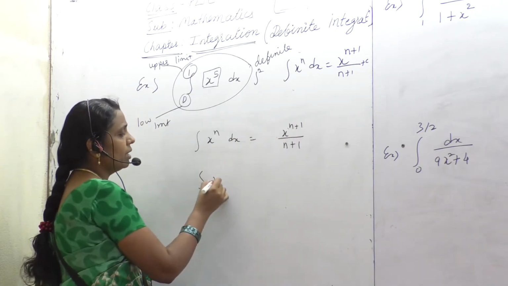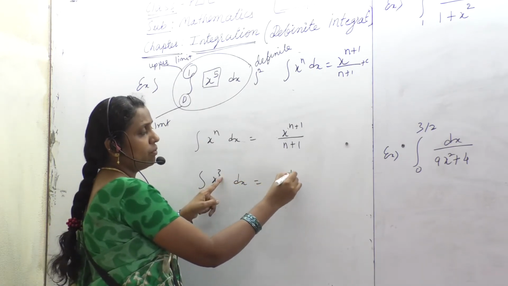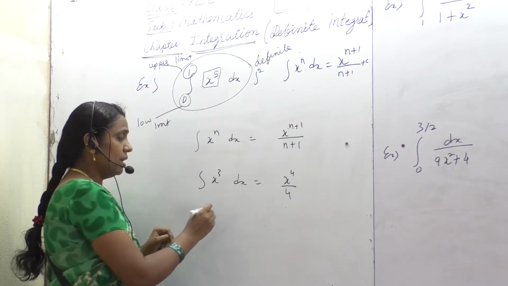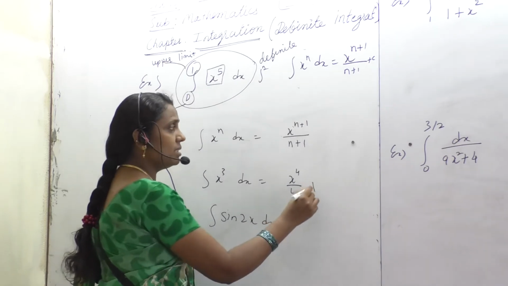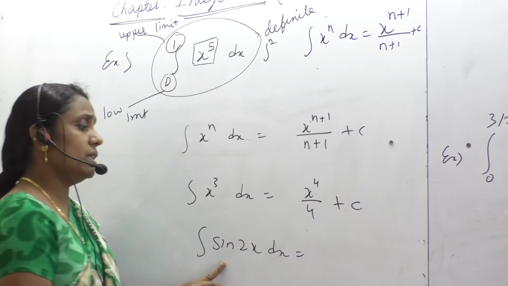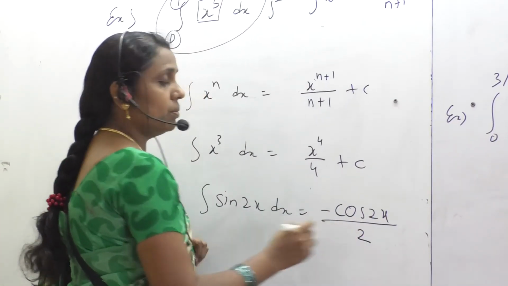For example, x raised to 3. x raised to 3 means extra 1 degree, x raised to 4 by 4. Is it not? This is how you have studied. Suppose I ask you to find the integration of sine 2x plus c, of course you have to write c if it is indefinite. The integration of sine 2x is minus cos 2x divided by 2.